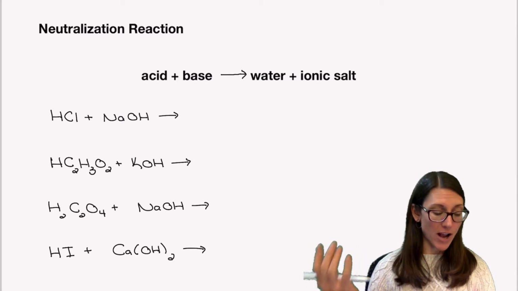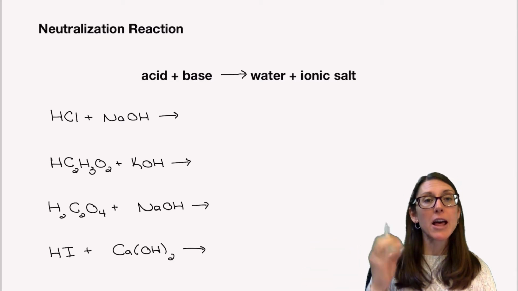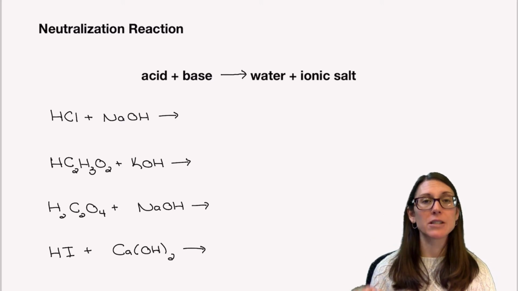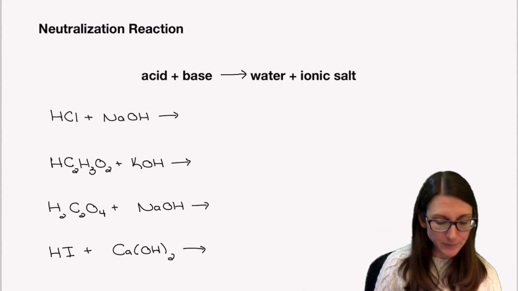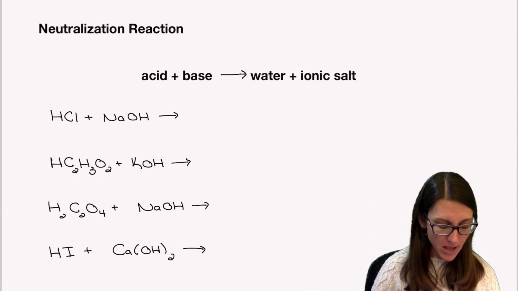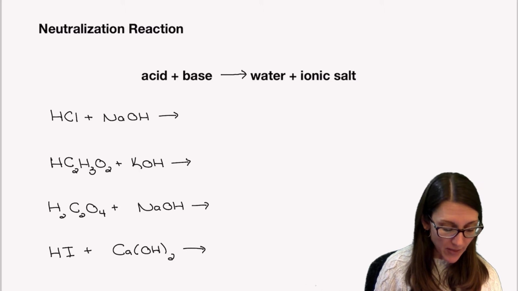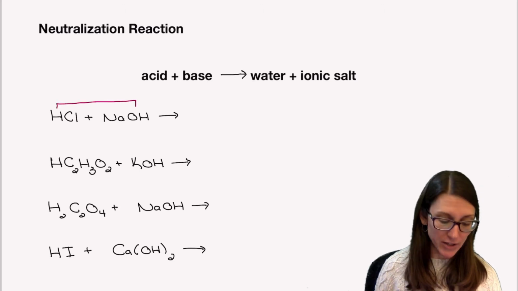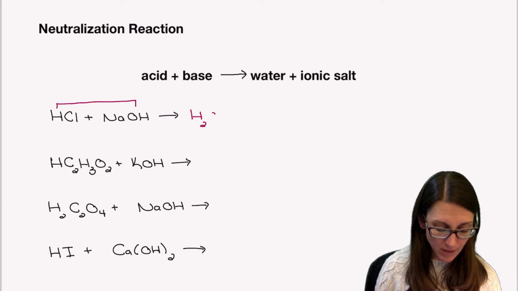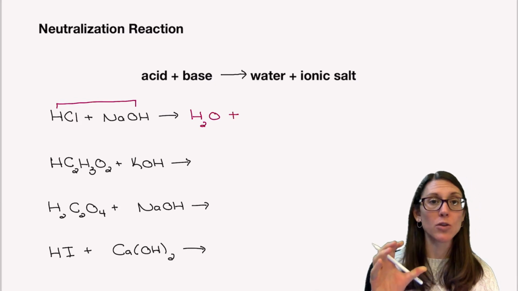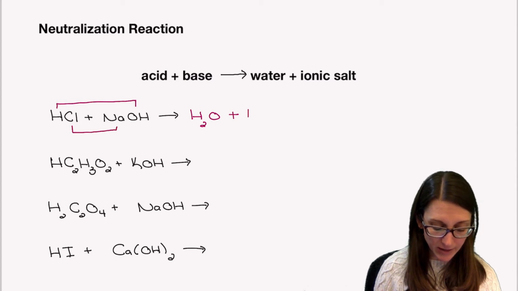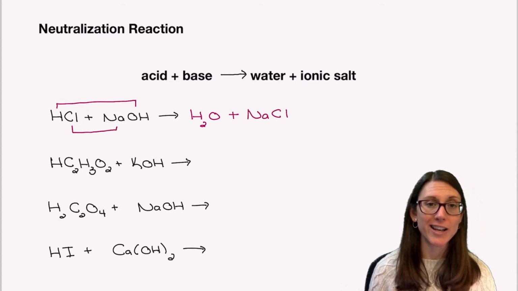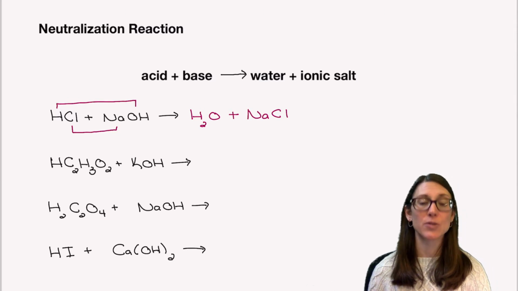The classic of all, hydrochloric acid and sodium hydroxide. These reactions are fundamentally double replacement reactions, and so we need to switch the way they're combined. What we're going to end up making here is water, and that water is the H and the OH combining. And then you're also going to make your ionic salt. This is the remaining anion and cation combining, in this case, to form NaCl, sodium chloride. So there's your neutralization reaction between hydrochloric acid and sodium hydroxide.